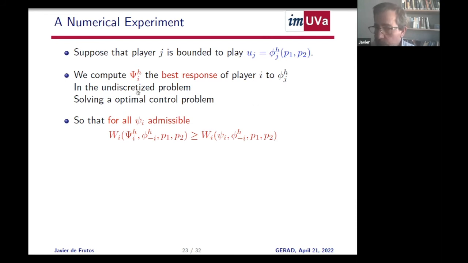Of course, in practice, in a general model, we cannot find this best response, because if we could find exactly this best response in general, we could find the Nash equilibrium in the continuous case. So we are supposing that we cannot do that. In this way, we have this inequality, because this capital C is the best response to the phi sub minus I. So it's always better than C sub I for every other C sub I that we put.